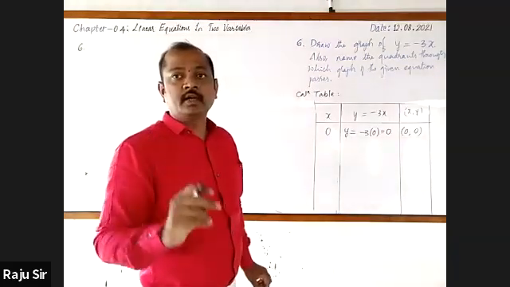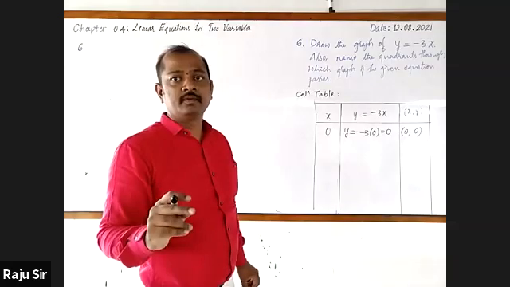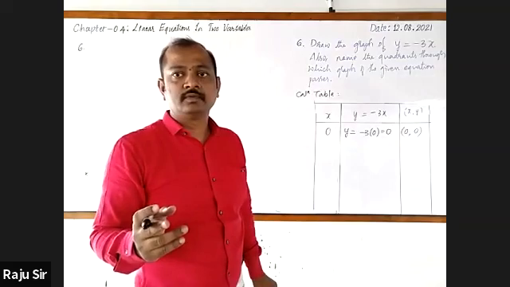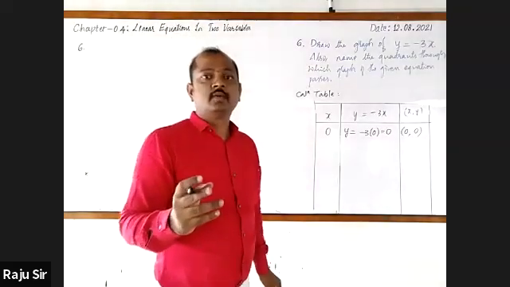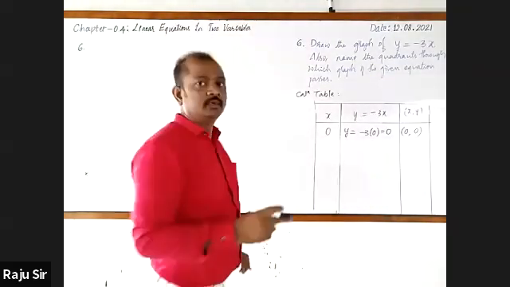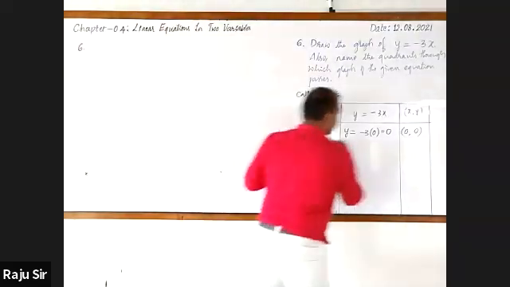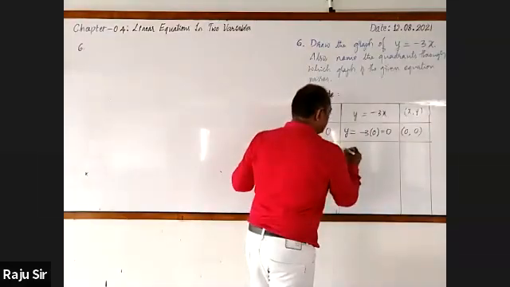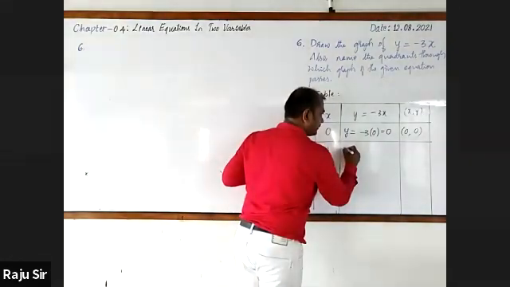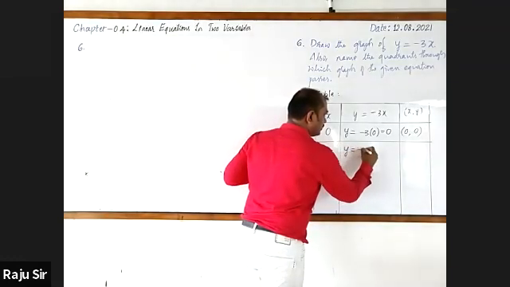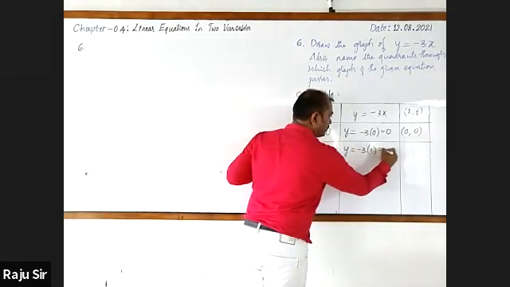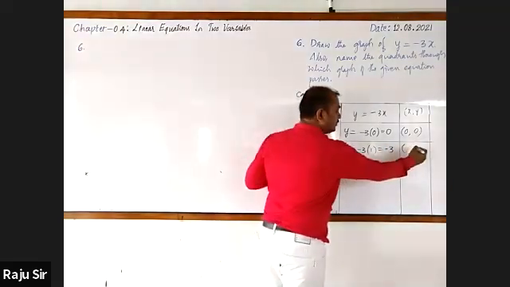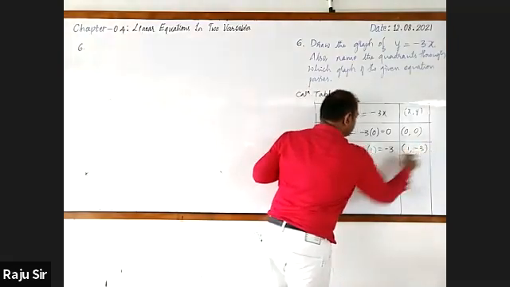Next. So next, minus 3. Chandana, 1. Okay. Let's continue. Y equal to minus 3 into 1 is equal to minus 3. Very good. 1 comma minus 3. Very good.